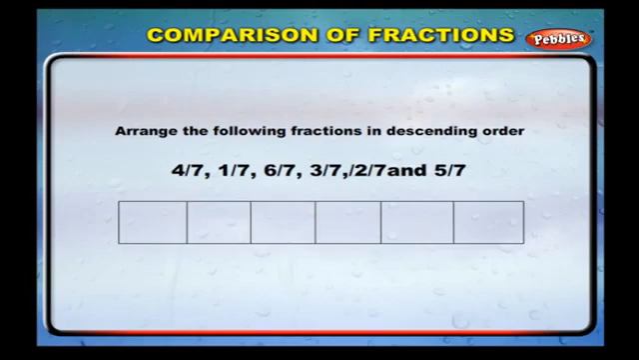The greatest number is 6. So, 6 by 7 is the greatest fraction among the given fractions. Now find the next smaller fraction, it is 5 by 7. Then comes 4 by 7. Then 3 by 7. Next is 2 by 7. And finally 1 by 7.